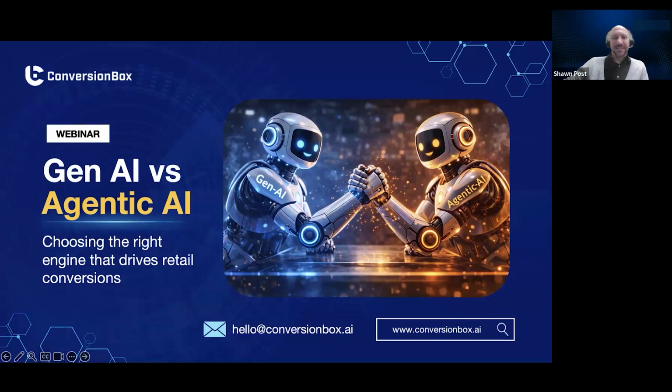Great. So again, it is February 2026, and today we're going to be covering the differences between Gen AI and agentic AI. So we're moving past the hype of what AI is and seeing what it can be used for. Again, we're looking at the different engines behind AI, the differences, and how that can relate to the e-commerce space and help you drive your retail conversions. So the goal of this is to help you choose the right technology that actually drives retail conversions rather than just providing a cool feature.